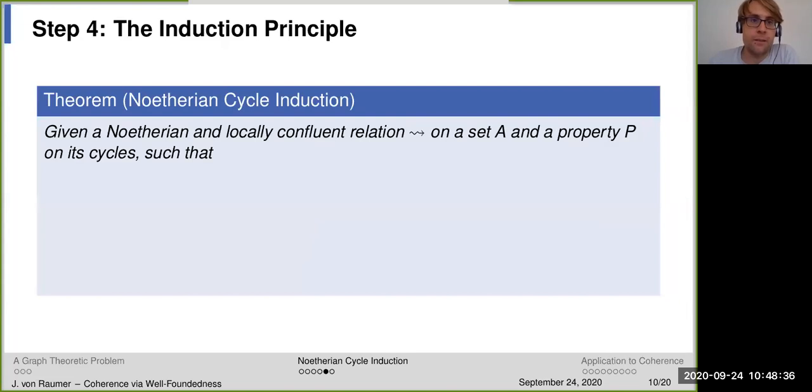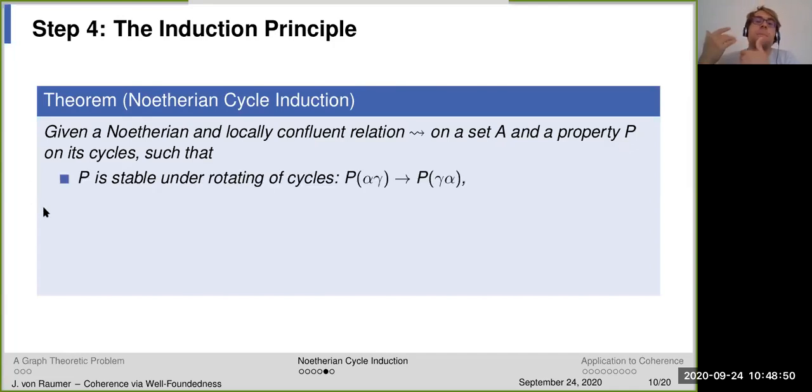So we just called it Noetherian cycle induction. It assumes that we have a Noetherian and locally confluent relation on the set A and a property P on its cycles, such that P is stable under rotating of cycles, meaning exactly what it says. So if we have a cycle that's the concatenation of first going along a zigzag alpha and then going along a zigzag gamma, then it doesn't matter if we first go along alpha and then along gamma, or if we first go along gamma and then along alpha. So changing the base point of the cycle doesn't matter, or P is preserved by that operation.